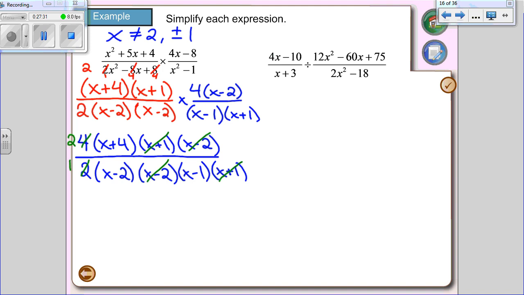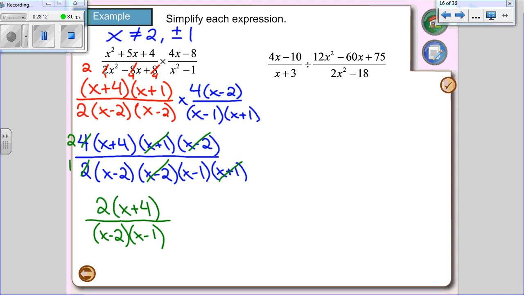Once I've done that, all I have left on the top is a 2 and an x plus 4. On the bottom, all I'm left with is x minus 2, x minus 1. Like that. So, factoring. Pretty important. I suggest you always bring a scrap piece of paper or a notebook to do your factoring in, or start writing real small and real organized. One or the other. Okay, the second one we're going to do together.